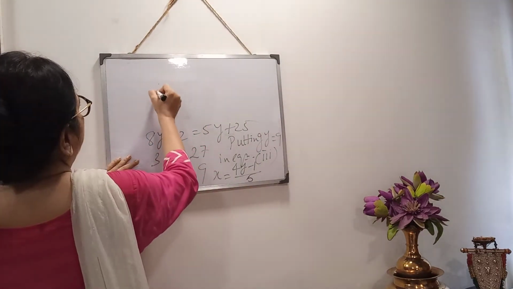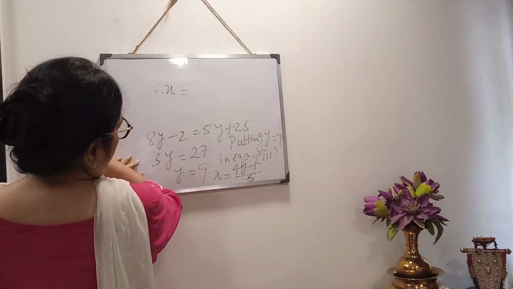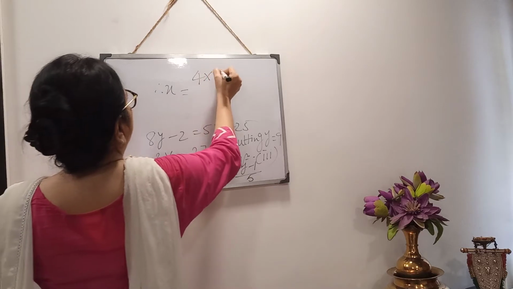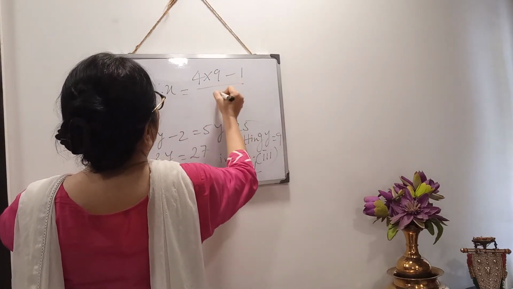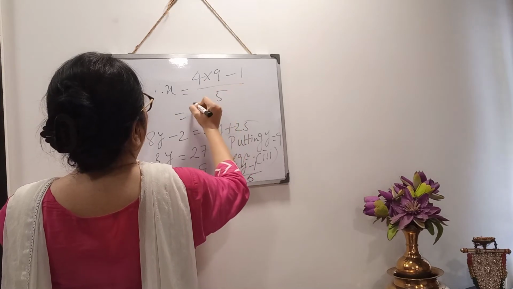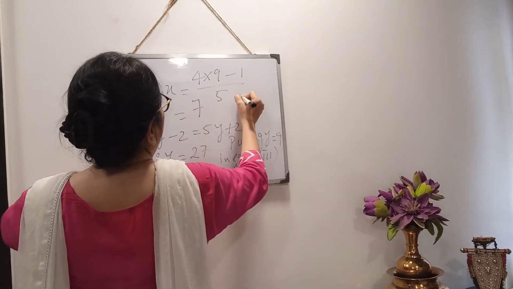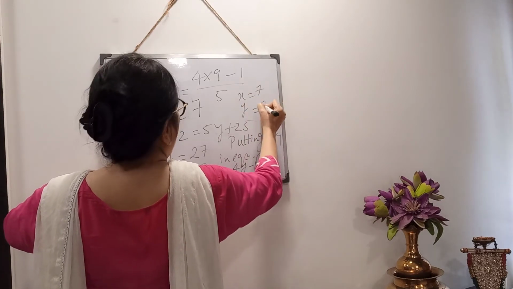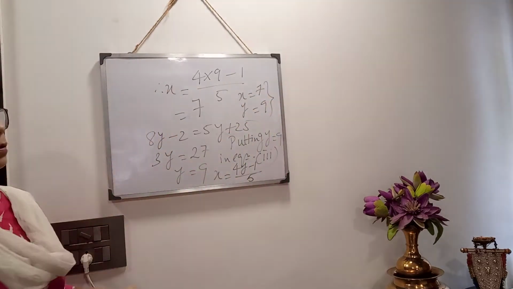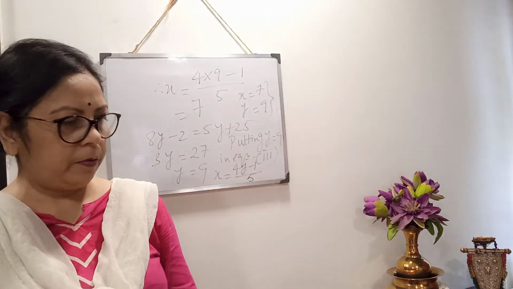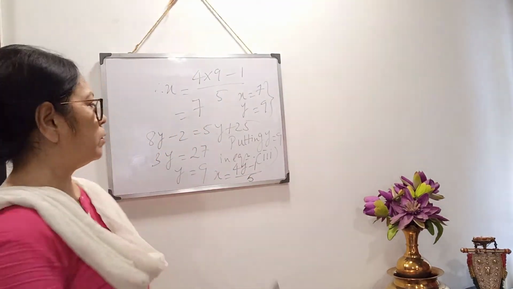Therefore x equals, my y is 9, (36 minus 1) by 5, 35 by 5, 7. Therefore x equals 7, y equals 9 are the solution. Clear? So by comparison method we have to solve this way.